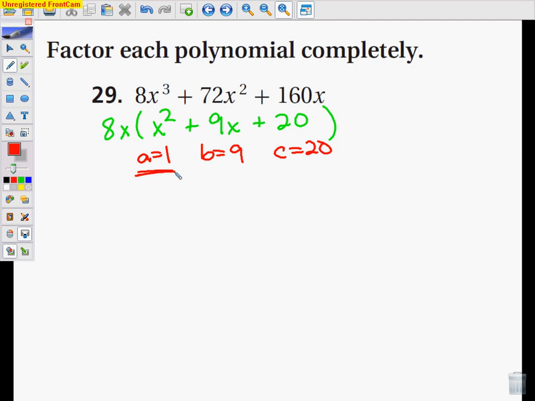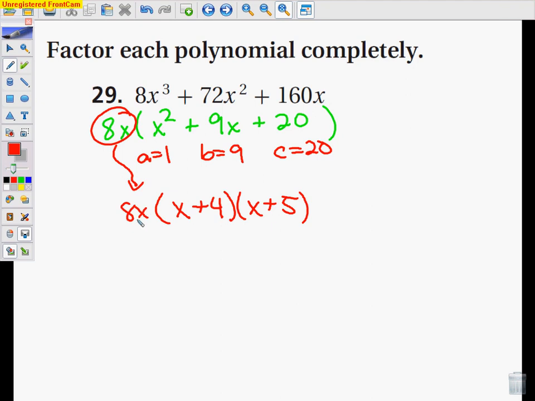Remember, when A is 1, only when A is 1, you use what multiplies to C and at the same time adds to B. Well, what multiplies to 20 and adds to 9? That's 4 and 5. So that's x plus 4 times x plus 5. And then don't forget, what you factored out comes down and attaches to the end.